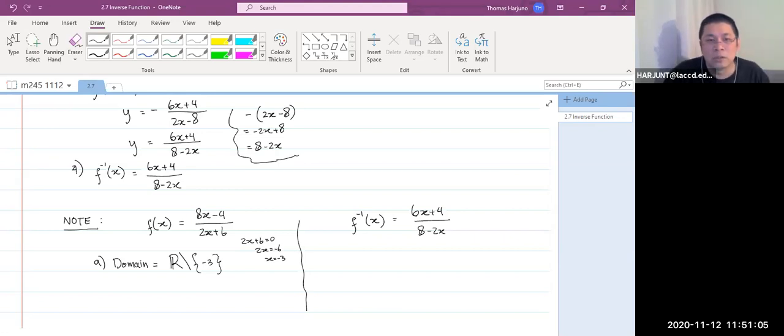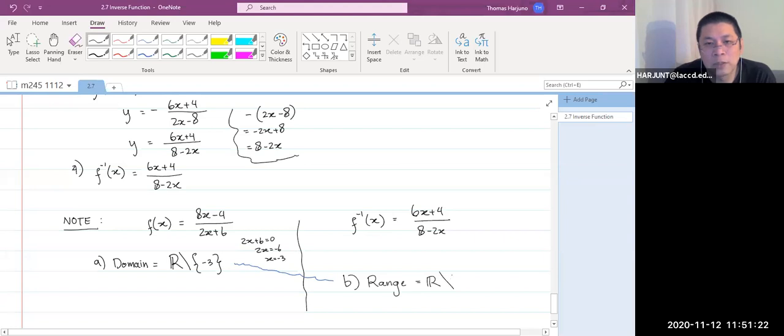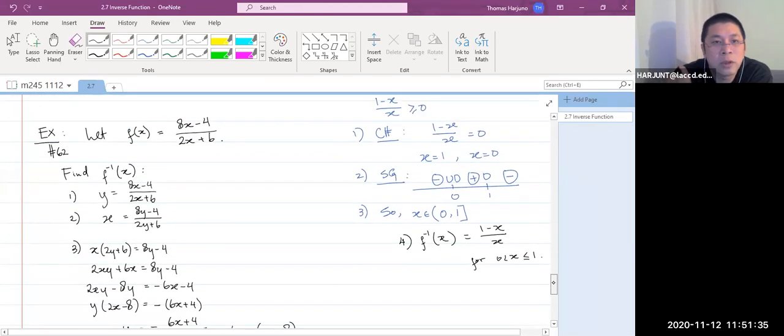Now, if you think about it, that domain of the function later on will become the range of the inverse function. All real numbers except negative 3. Actually, hold on. Something is not really right. Did I copy anything wrong?